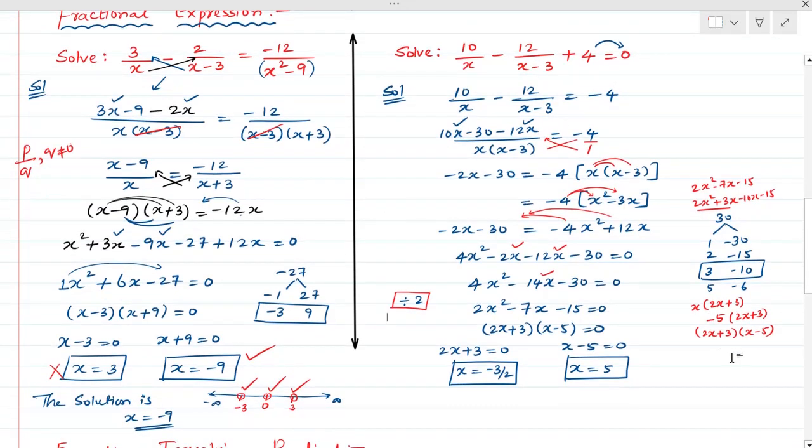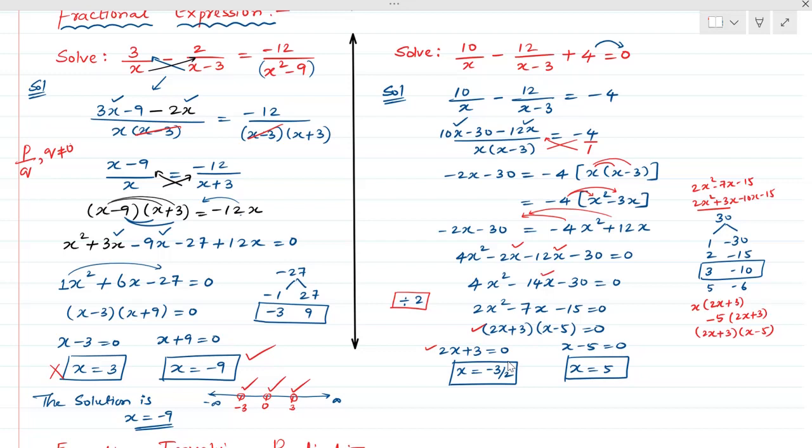If you factor by using this rule by grouping, you will get the factoring is 2x plus 3 and x minus 5. Now if you separate, you will get x is equal to minus 3 over 2 and x is equal to 5. Now what is the domain for this problem?